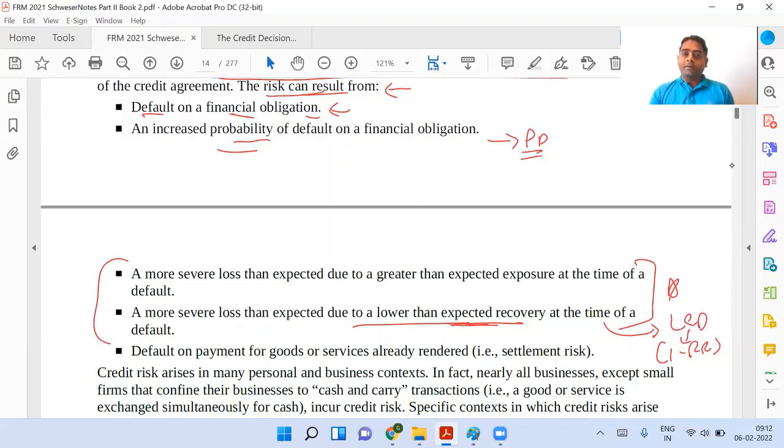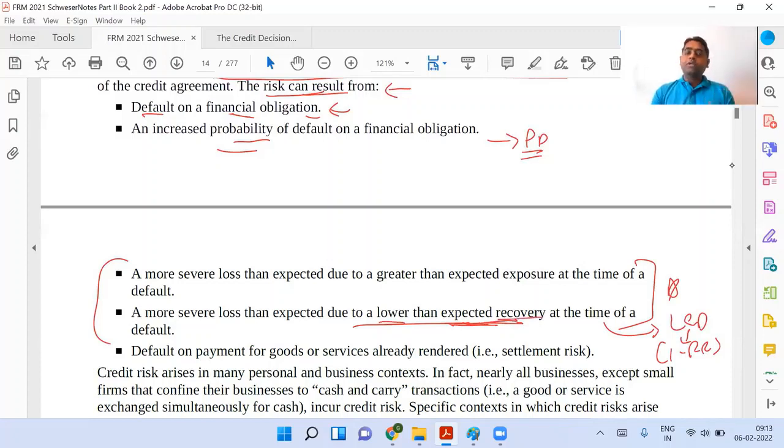The default does not happen, but there is still a paper loss, because when I calculate expected loss, which is PD into LGD into exposure, the LGD has gone up because the recovery has come down. So it's a more severe loss than expected due to lower than expected recovery.